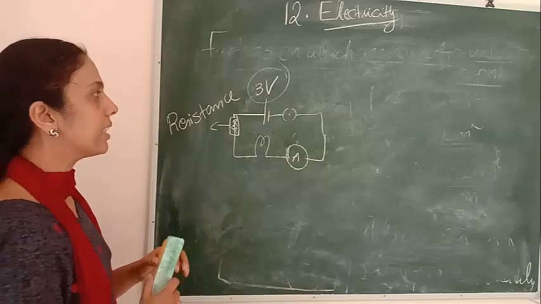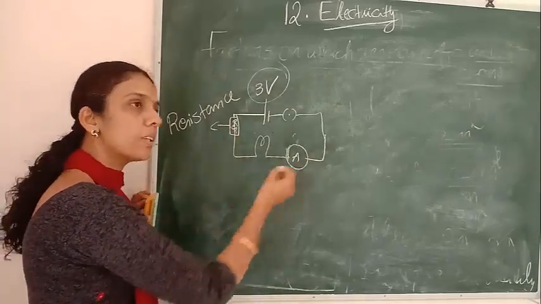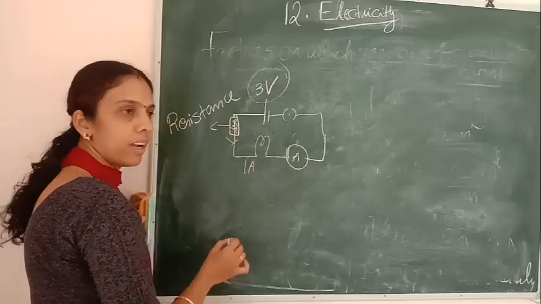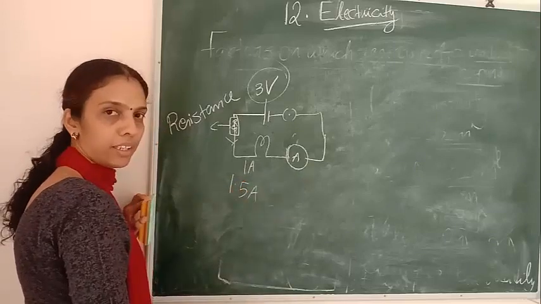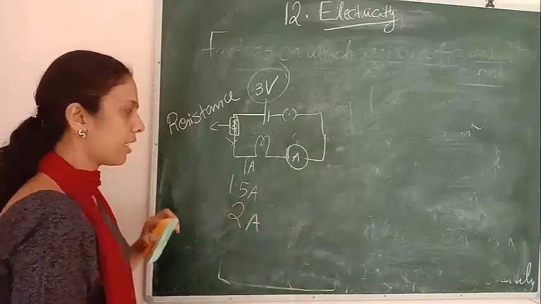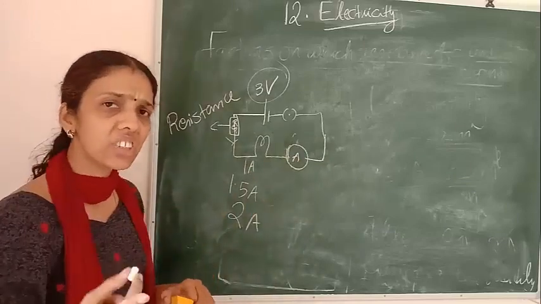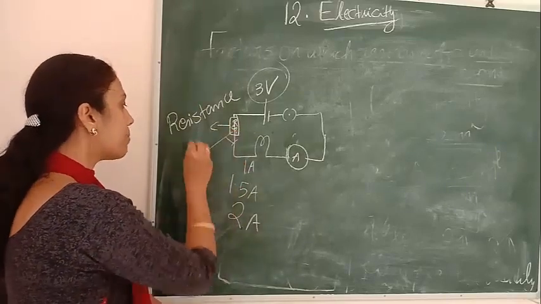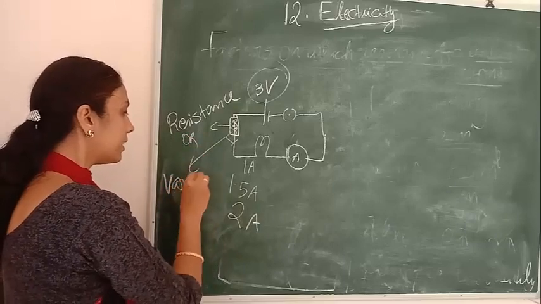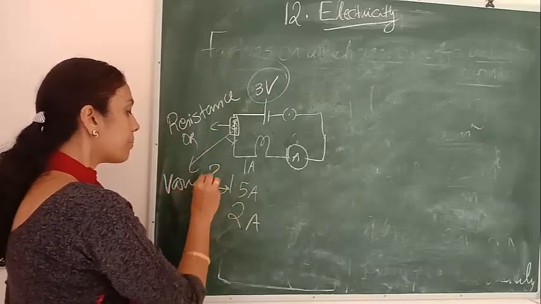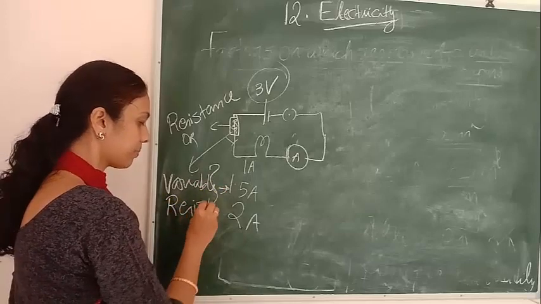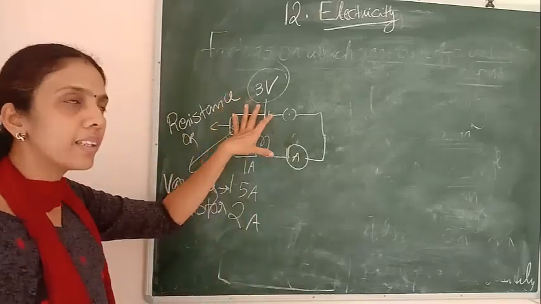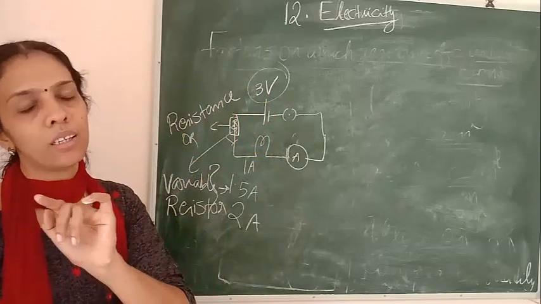Okay, so next, in the same circuit itself, first I was in need of 1 ampere. Next I was in need of 1.5 ampere. Next I was in need of 2 amperes of current. So in the same circuit itself, I need to change the current which is passing through the circuit. So how can I change that? I can use a variable resistor. If I need to change the amount of current in the same circuit, I can use a variable resistor.